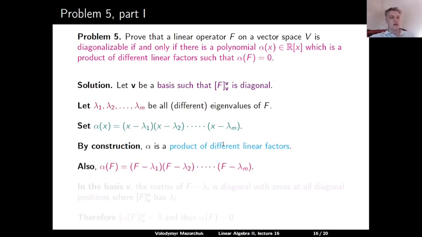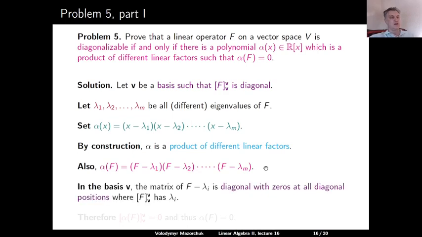Also, if we plug in f instead of x in this polynomial, we will get (f minus lambda 1) times (f minus lambda 2) times and so on times (f minus lambda m). Note that in our basis, the matrix for the operator f minus lambda I is diagonal because the matrix of f is diagonal and the matrix of the scalar operator lambda I is also diagonal. So the difference between two diagonal matrices is a diagonal matrix. And this matrix also has zeros at all diagonal positions where f has lambda I.